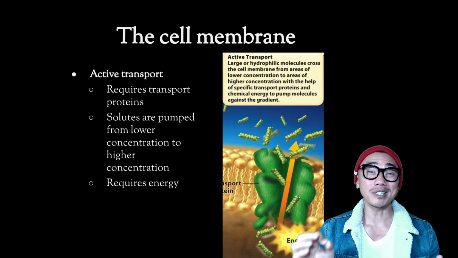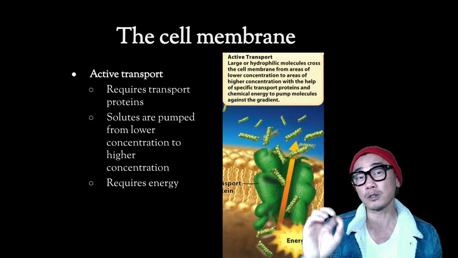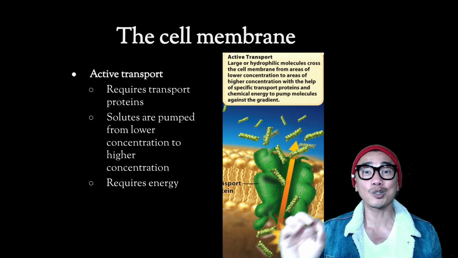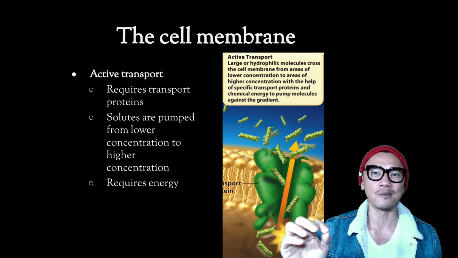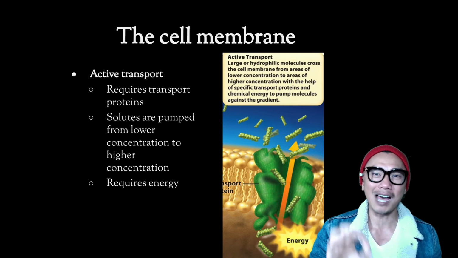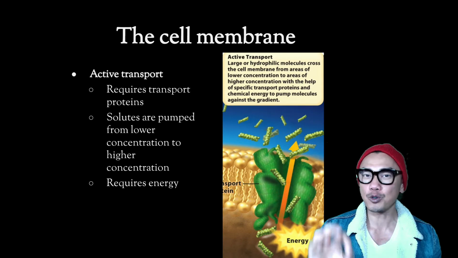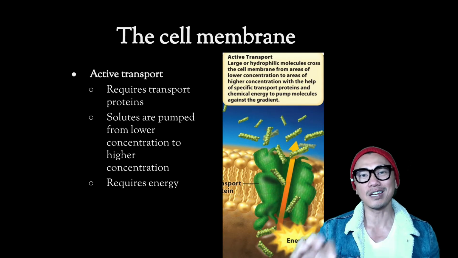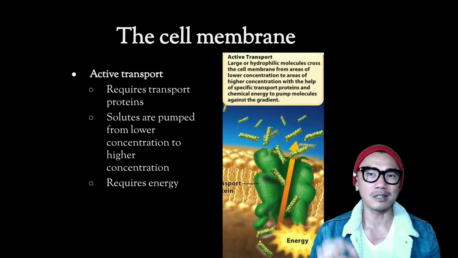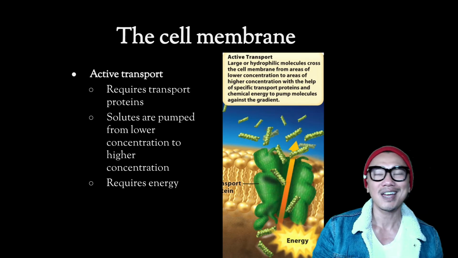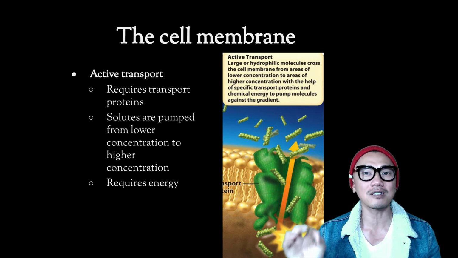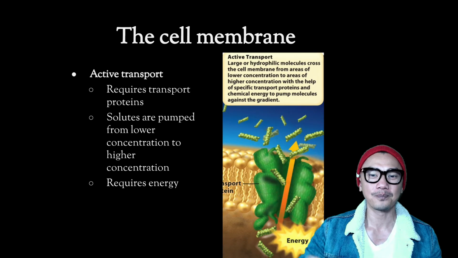Sometimes cells will need to move things from where they're lower in concentration to where they're higher in concentration. This doesn't happen naturally. It requires transport proteins and energy. This process is called active transport, and it's called active because of the energy requirement.